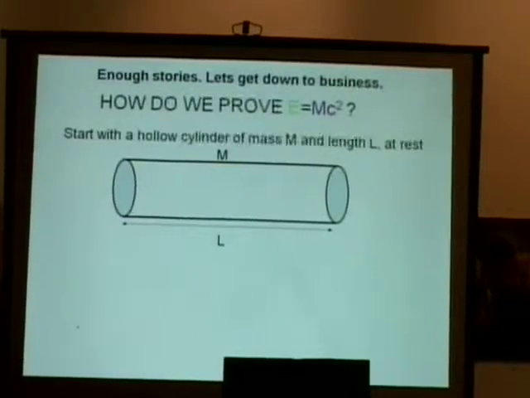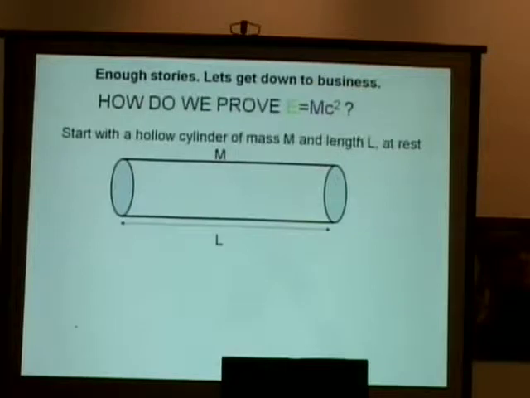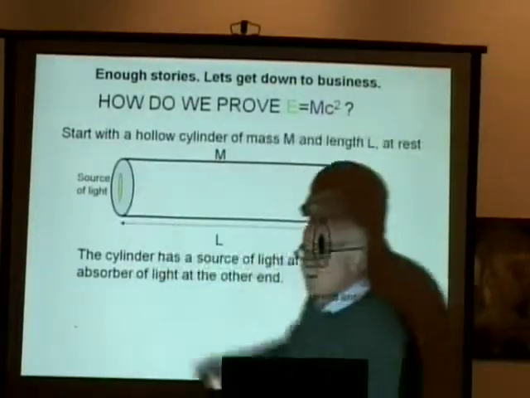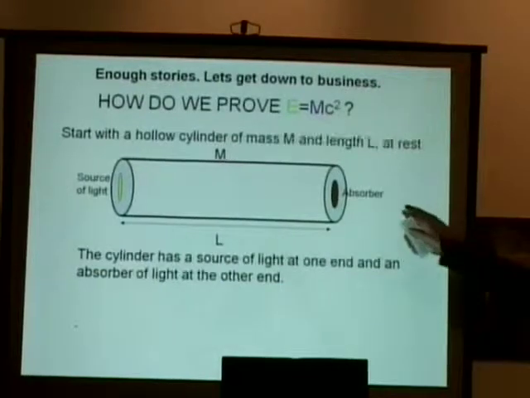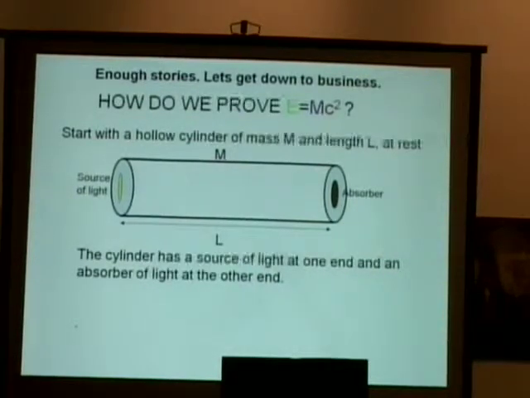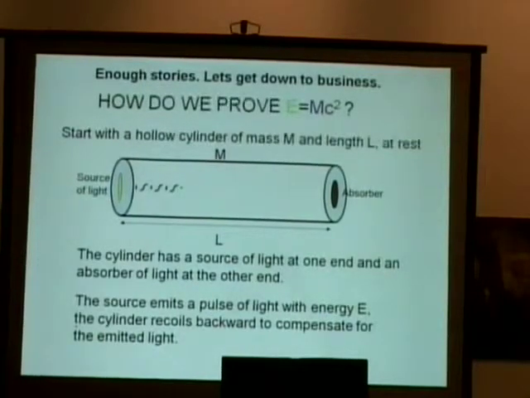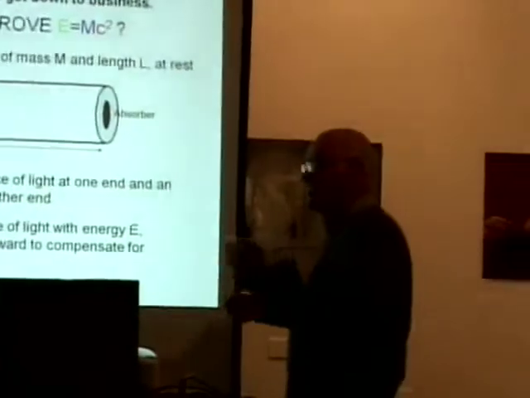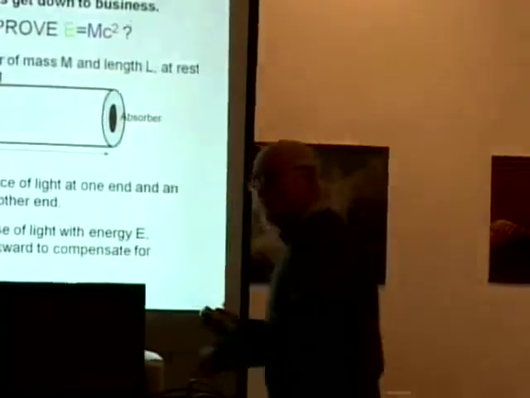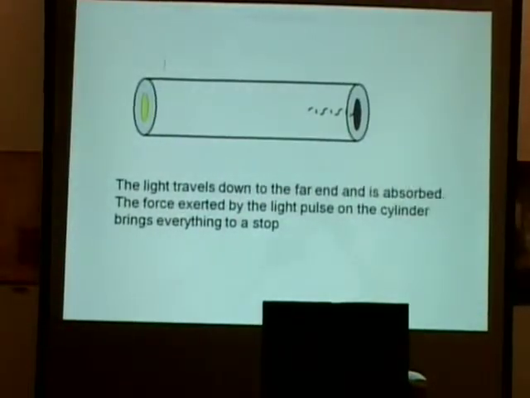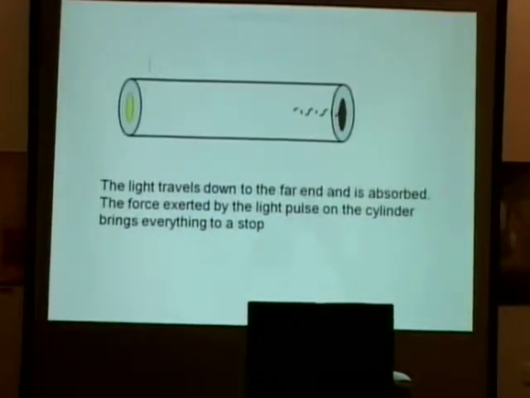So we're going to start with a hollow cylinder of mass m and length L, and it's at rest. Just imagine something sitting out there in empty space, and it's hollow. And down at one end, we're going to put a source of light. It's going to emit some light. This light is going to go down the cylinder and get absorbed at the far end. So what's going to happen is the source will emit a pulse of light with an energy content E. The cylinder is going to recoil backwards to compensate for the light. So the light goes this way, and the cylinder is going to move a little bit that way. That's all you've got to think about to solve this problem.